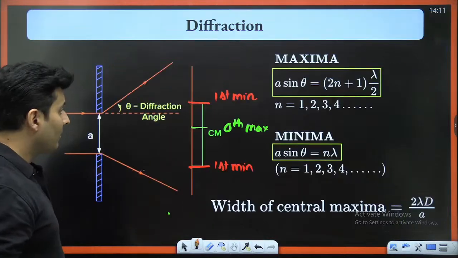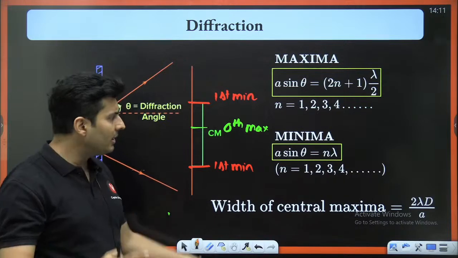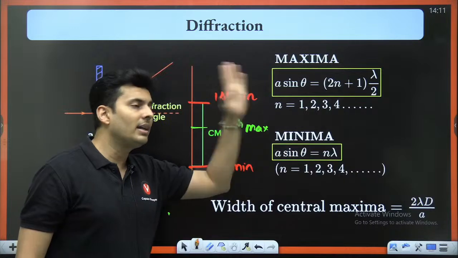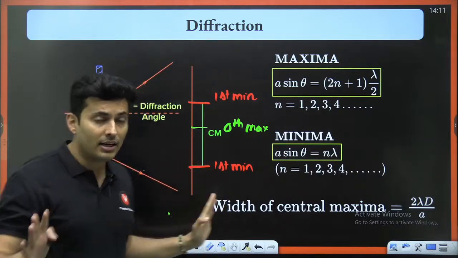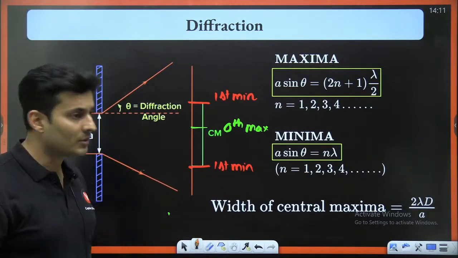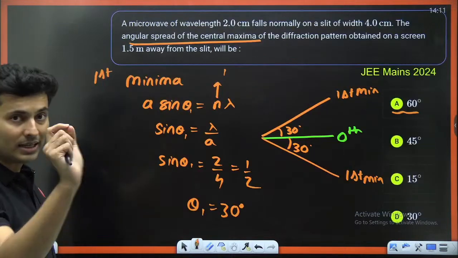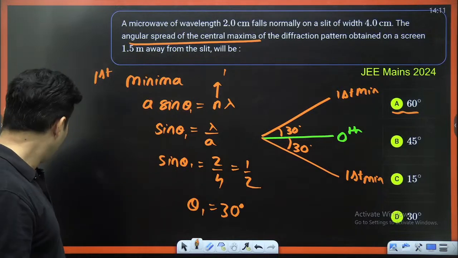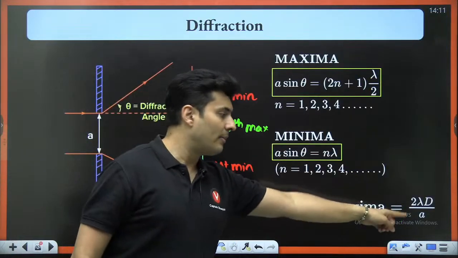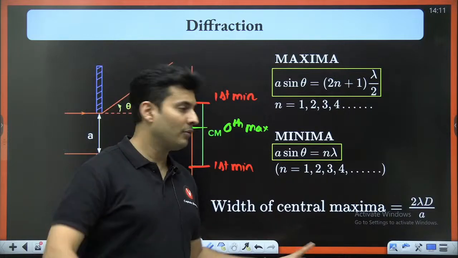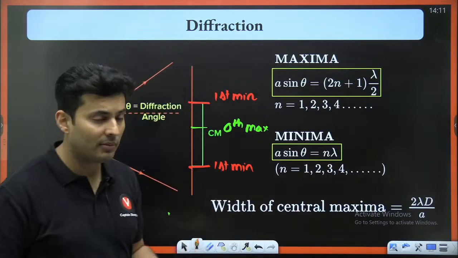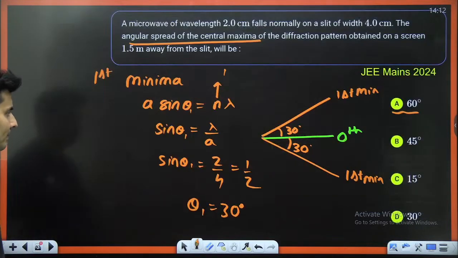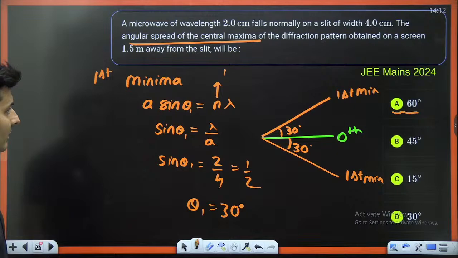Only when angles are small can you use sine theta is theta, and then write a theta is n lambda. If theta is large, then do not do such things. That is the reason I deliberately told you why the answer won't come by the formula 2 lambda by a. Many people learn by heart that formula 2 lambda by a for the angular width. It will not work every time. Is that clear? Everybody clear? Right, so the answer is 60 degrees.